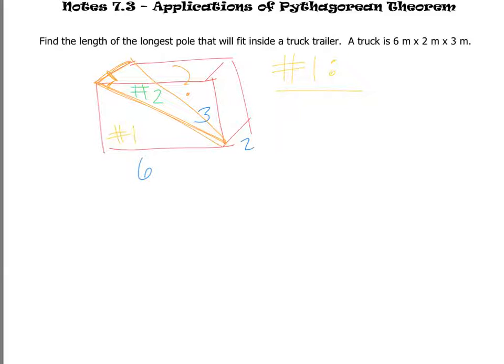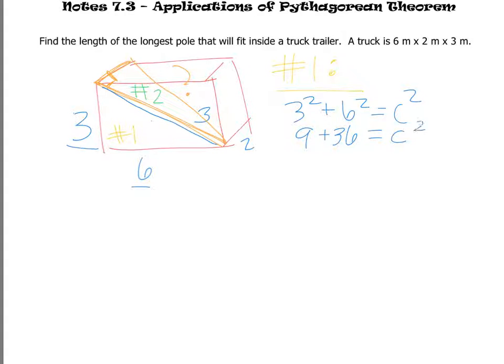We have a side length of 3 right here, and a side length of 6, and we need to find this side length right here. That's going to be C. So if we have A, B, C, then 3 squared plus 6 squared equals C squared. 3 squared is 9, 6 squared is 36. If we add those together, we get 45.